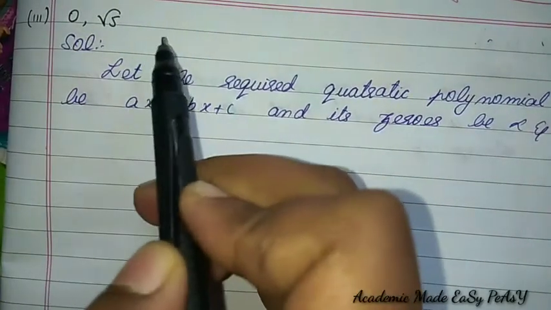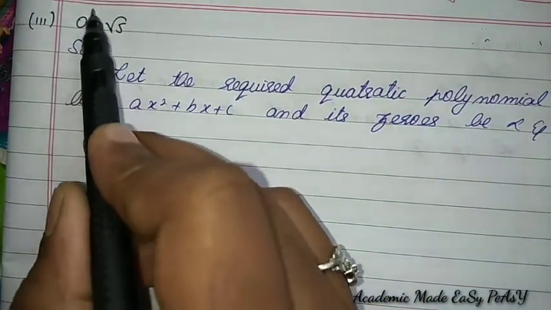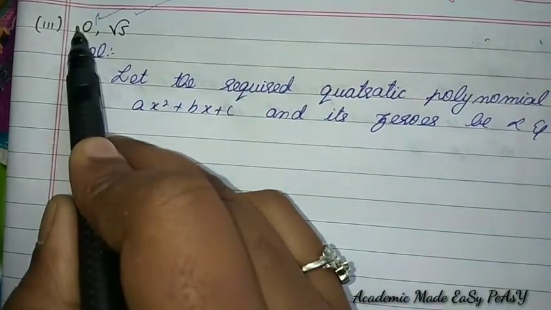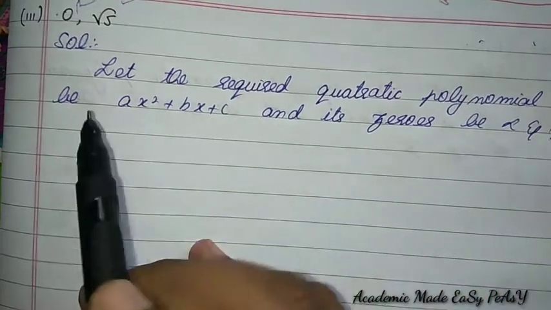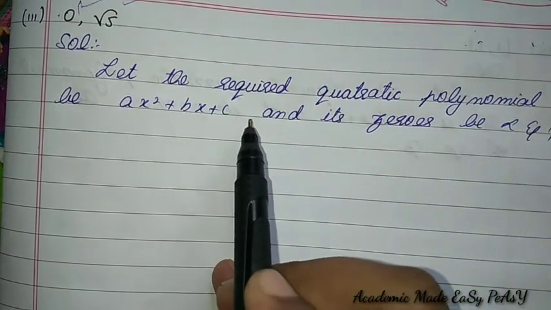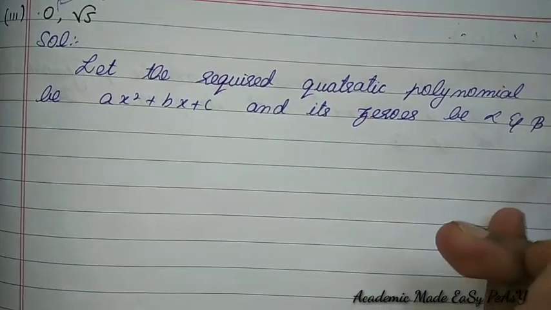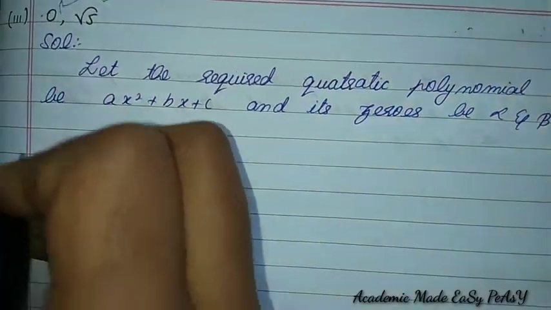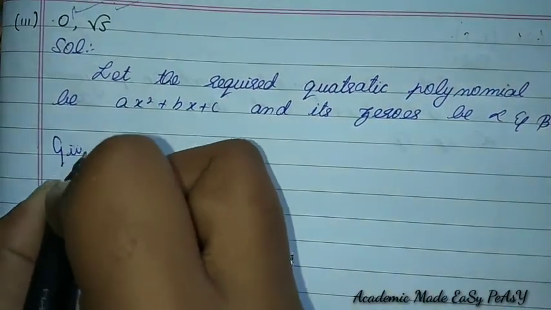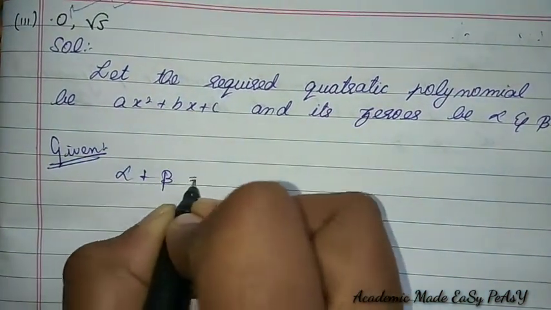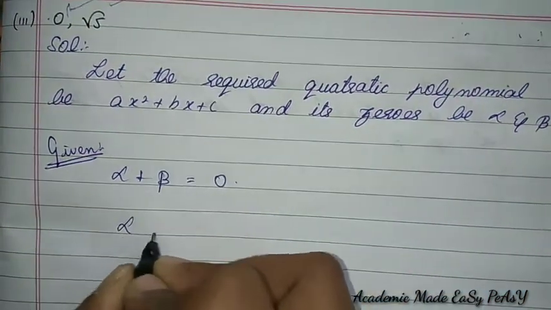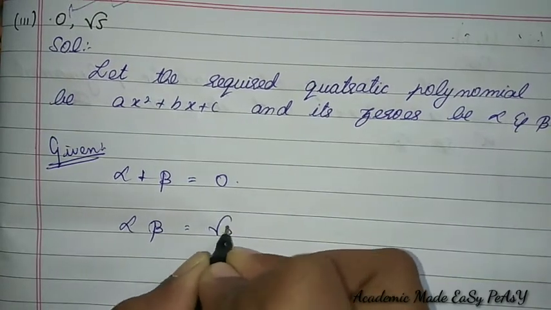So subdivision 3, solution. See, two values are given. This is the sum of zeros and this will be the product of zeros. So let me take my quadratic polynomial as ax square plus bx plus c and its zeros be alpha and beta. So now I will write what all is given. So given alpha plus beta is equal to 0 and alpha into beta is root 5.